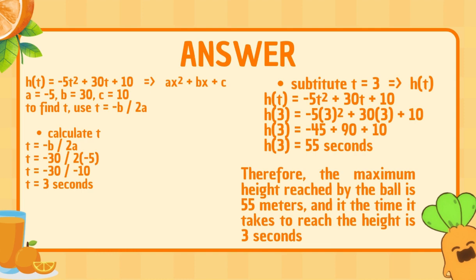h(t) equals minus 5t squared plus 30t plus 10. h(3) equals minus 5 times 3 squared plus 30 times 3 plus 10. h(3) equals minus 45 plus 90 plus 10, so h(3) equals 55 meters. Therefore, the maximum height reached by the ball is 55 meters, and the time it takes to reach that height is 3 seconds.